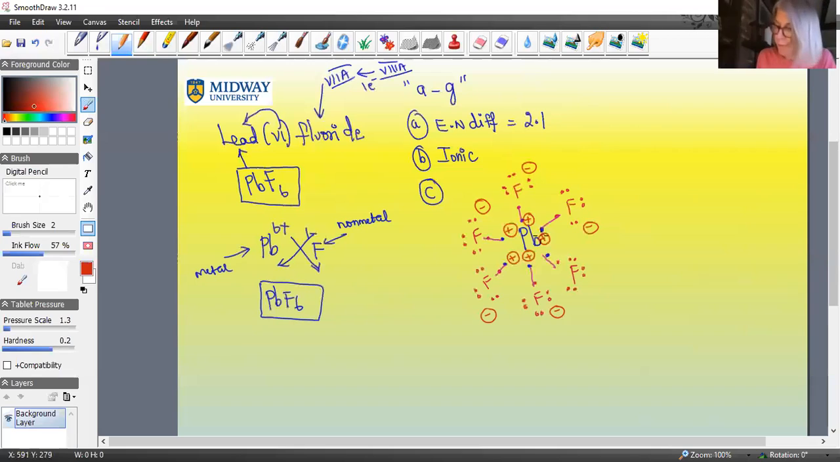Well, if fluorine is 7, what happens to the other one? What do you mean, 7? I mean, it's got 7 valence electrons, right? Yes. Okay.